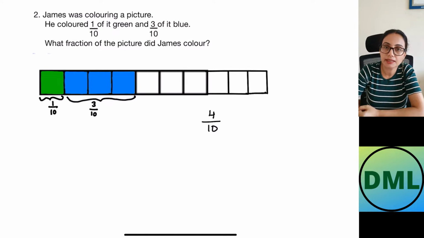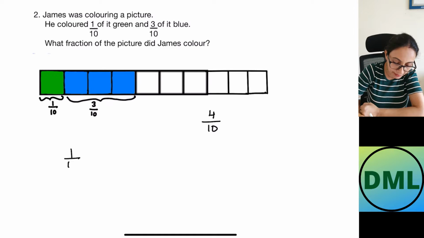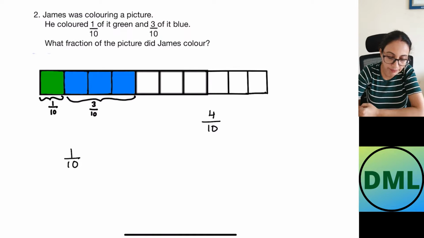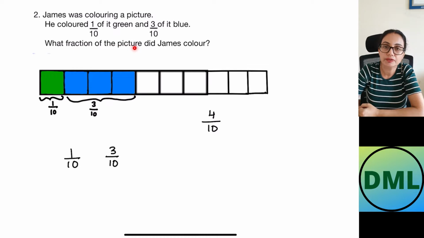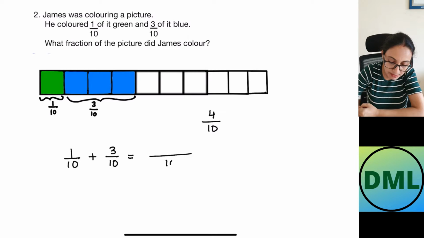He colored 1/10 as green. So I will write down 1/10. Now he colored 3/10 as blue. So I will write down 3/10. So now he is asking us that what fraction of the picture is colored. So that means I need to add my answer. So let's add it. So when I have to get this answer, what thing I have to remember? My denominator should be the same. Is my denominator same? Yes, right? My denominator is same. So that will be written how many times? One time, right? So I will write down 10 as one time.